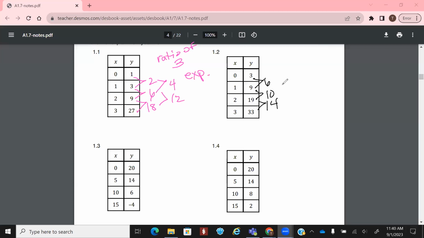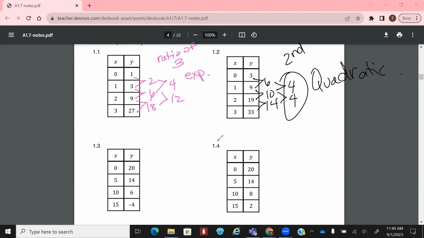All right. So now we're going to have 10 minus 6, which is 4. 14 minus 10 is 4. We see that the second difference is the same. So that's going to be a what? Quadratic. Yep.